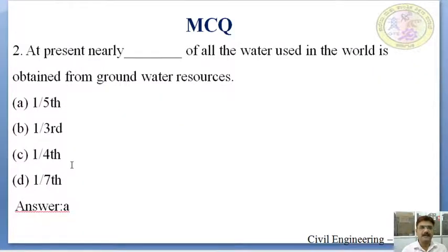Second one. At present, nearly dash of the water used in the world is obtained from groundwater resources. I explained that. The given options are 1/5, 1/3, 1/4 and 1/7. Answer is A, which is 1/5, discussed in the earlier slides. That is, 1/5 of the water used in the world is obtained from groundwater resources. Answer is A, 1/5.